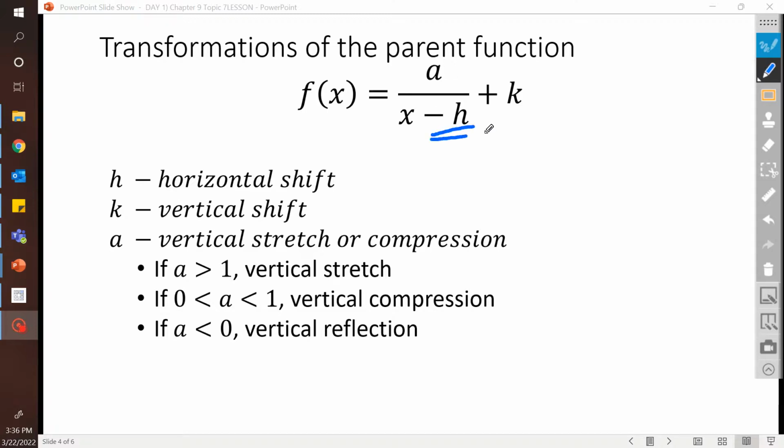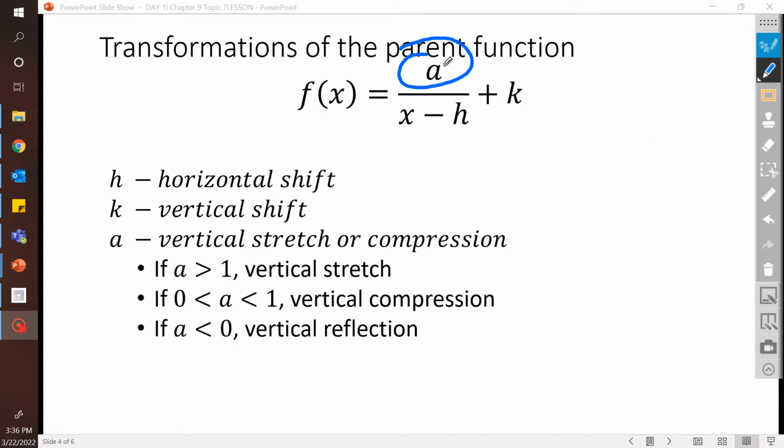The h value, we've already seen what the h value does in previous graphs. It's a horizontal shift. It moves the graph left and right. That will mainly affect the vertical asymptote, because the vertical asymptote moves left and right with the graph. The k value we've seen before. The k value always shifts the graph up and down, and that's true for this as well, and that will mainly affect the horizontal asymptote.